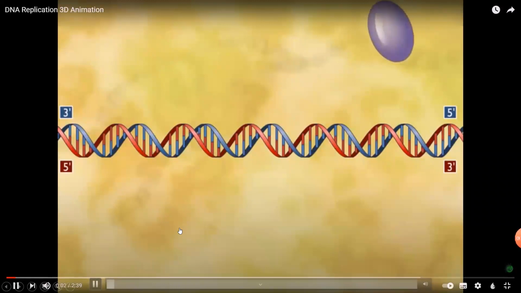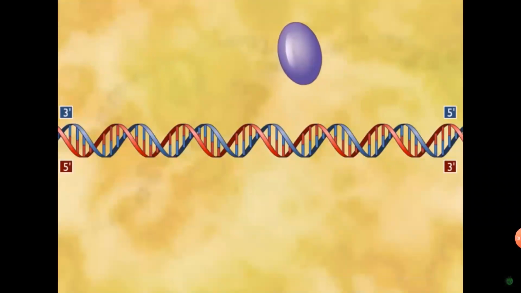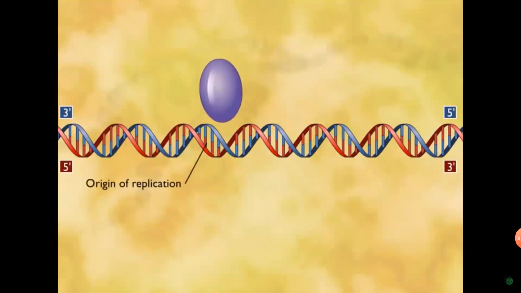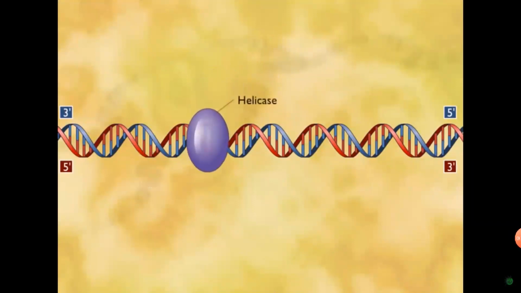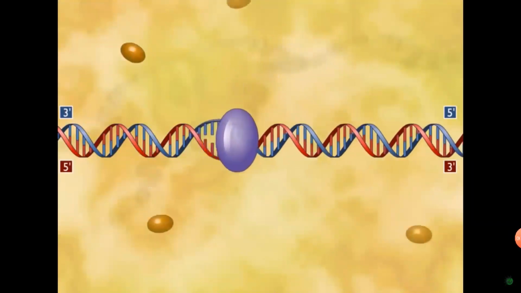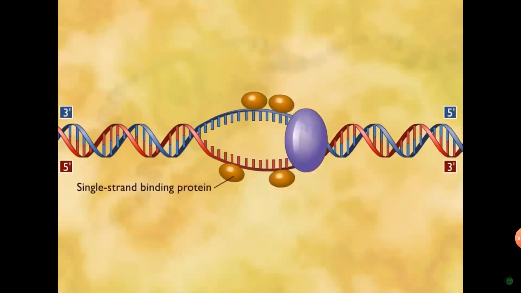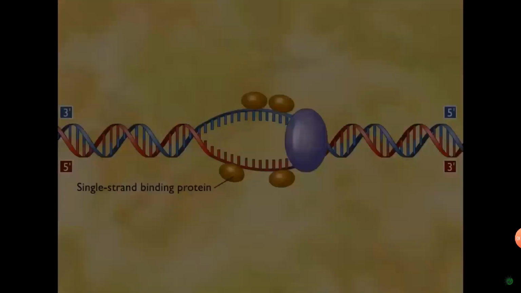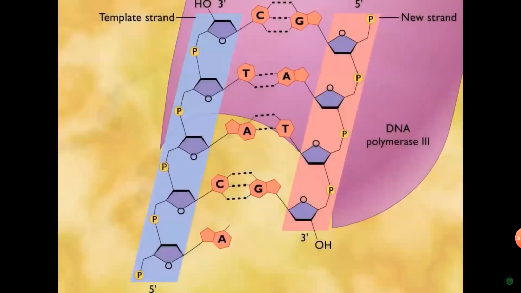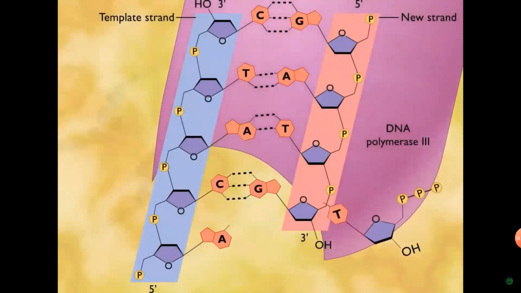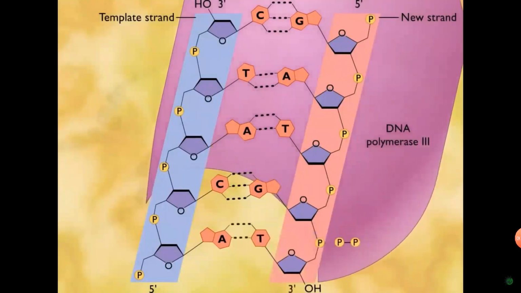Replication begins with a sequence of nucleotides called the origin of replication. Helicase unwinds the double-stranded DNA helix, and a single-strand binding protein reacts with the single-stranded region of the DNA. DNA polymerase 3 is the major enzyme involved in DNA replication. DNA polymerase 3 can only add a nucleotide to the 3' end of a pre-existing chain of nucleotides, and it cannot initiate a nucleotide chain.